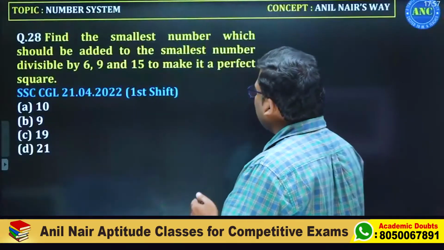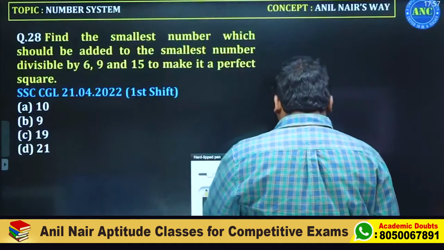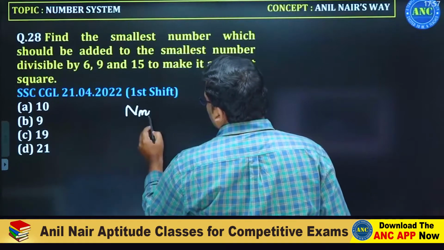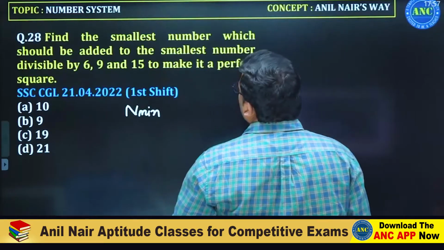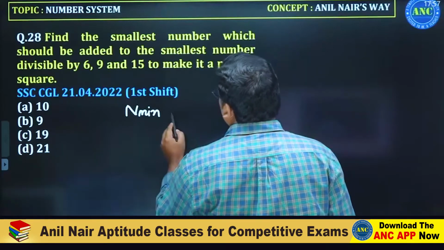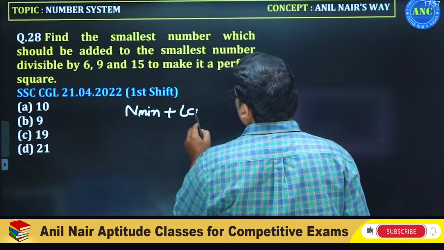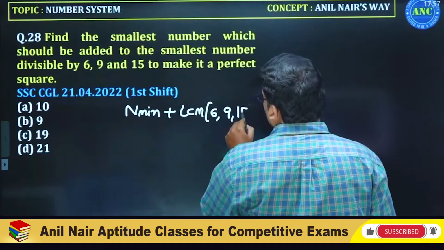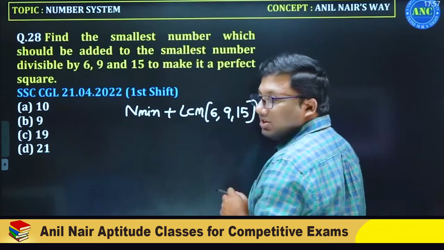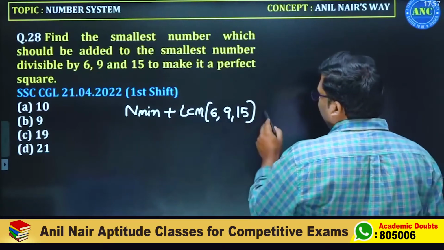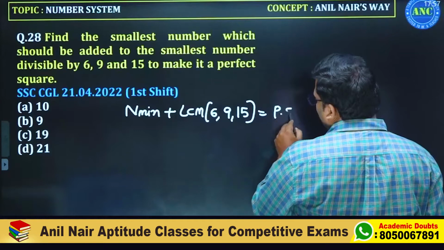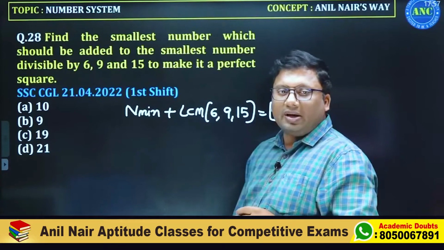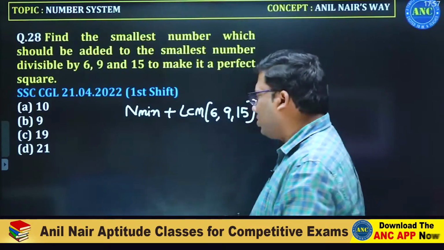Find the smallest number. Smallest number means the minimum N we should do, which should be added to the LCM of 6, 9 and 15 to make it a perfect square. This is an easy question, sir.